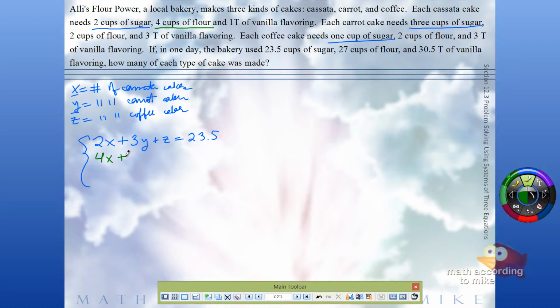Alright. So 4 cups of flour in each casata cake. We have x casata cakes plus carrot needs 2 cups of flour, and we have y of those. Coffee needs 2 cups of flour, and we have z of those. And we have a total of 27 cups of flour.